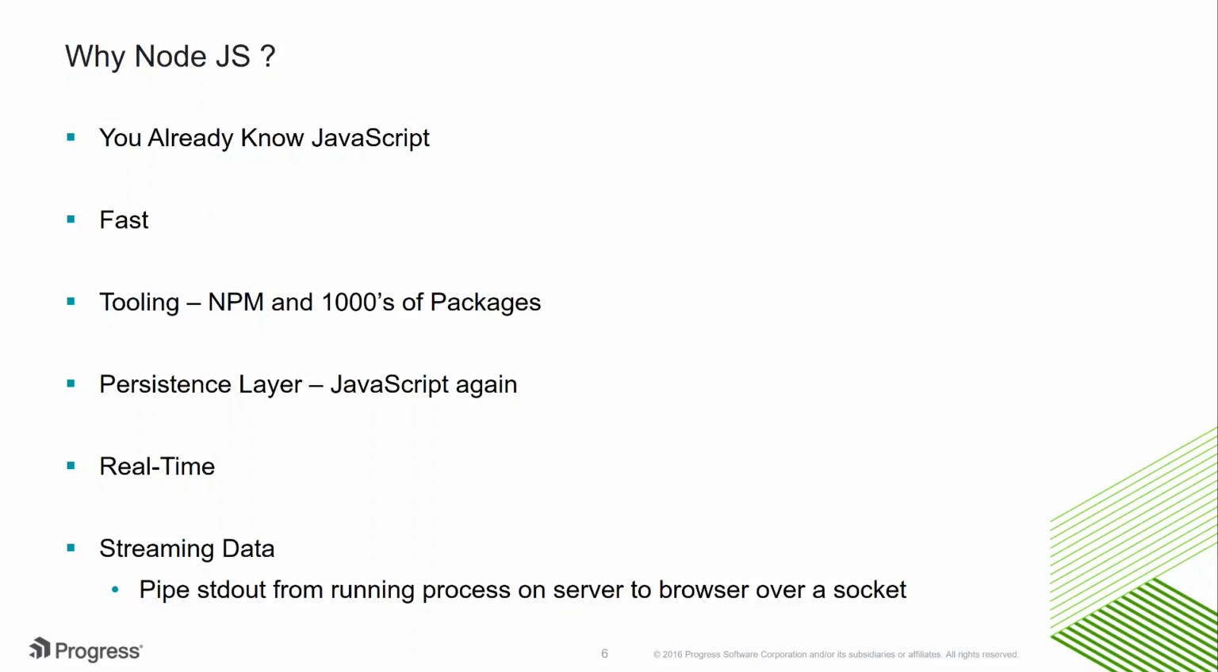Because of its whole concept of event-driven and non-blocking IO, it is a little fast. It's extremely fast in terms of how many requests it can serve, and even the execution. Then the third thing is tooling. So what the Node.js environment has done is Node.js internally uses something called the CommonJS pattern.